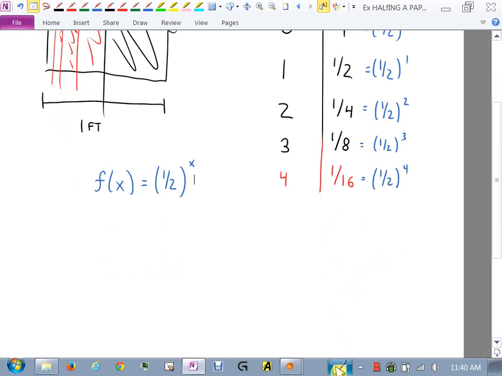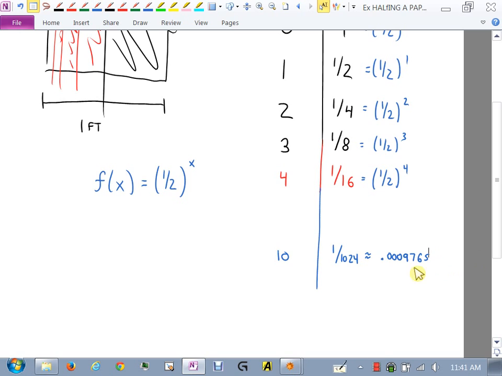Make sense? In fact, if I go out to 10 cuts, I get 1 over 1,024. Type that into your calculator. What's 1 over 1,024? Approximately as a decimal, what do you get? Point what? 0.00097? 65 something, 65, whatever. Okay.